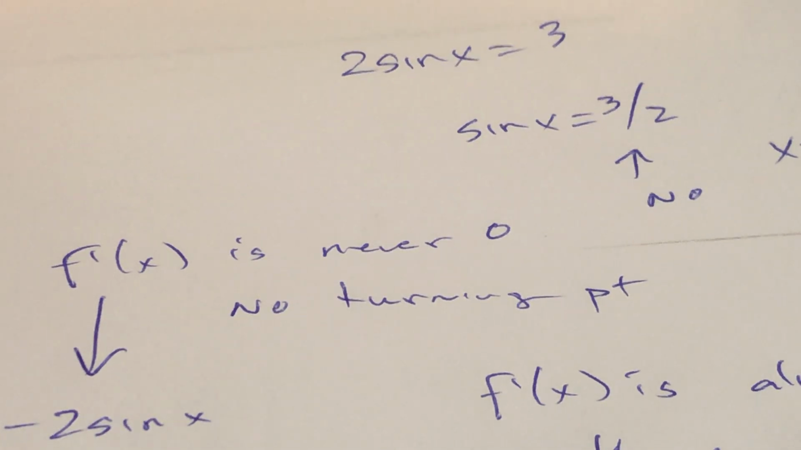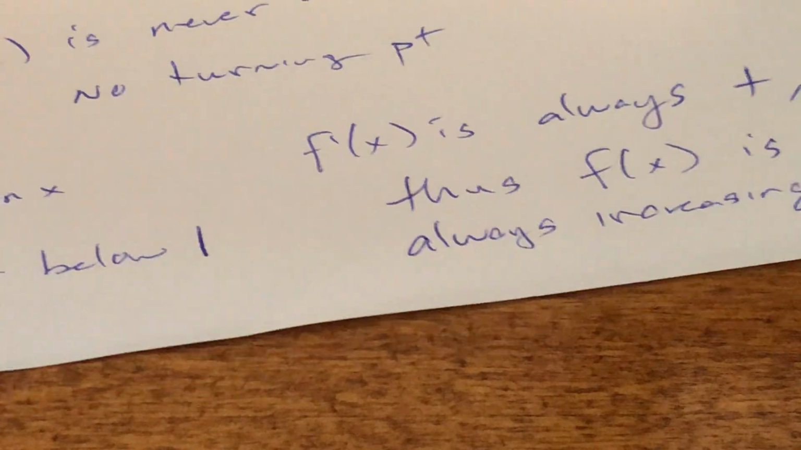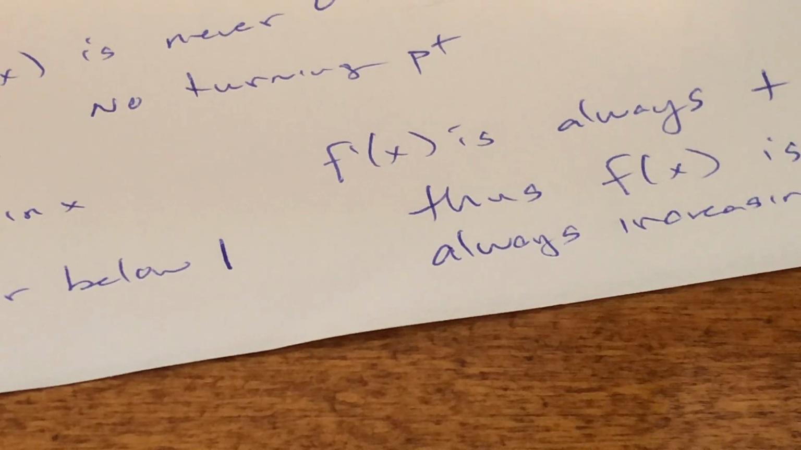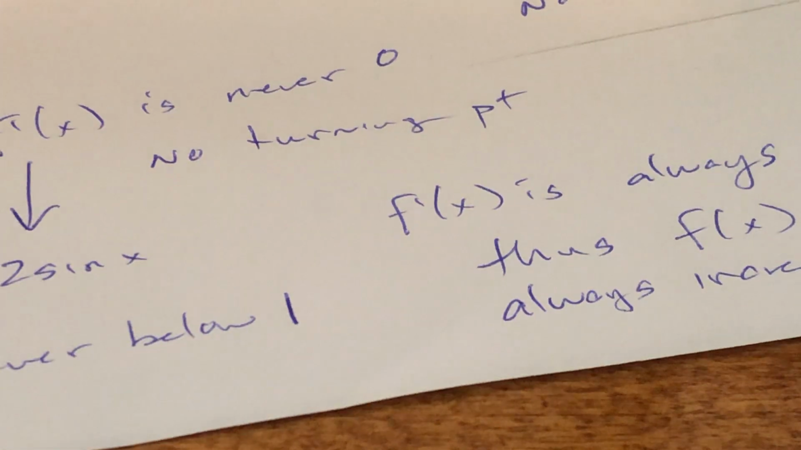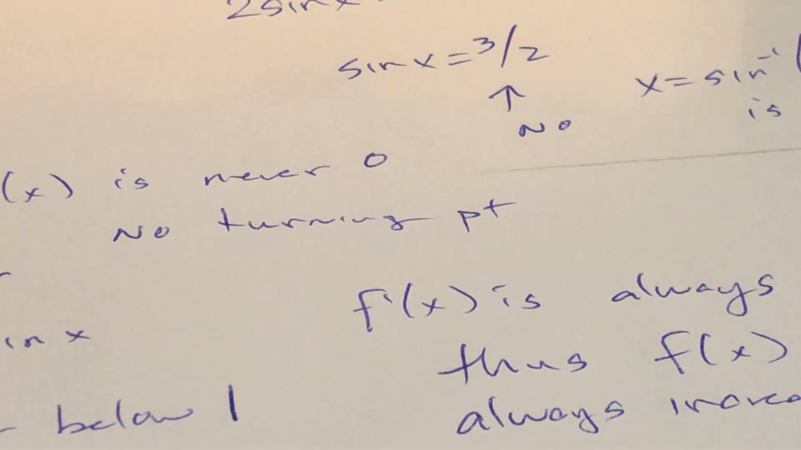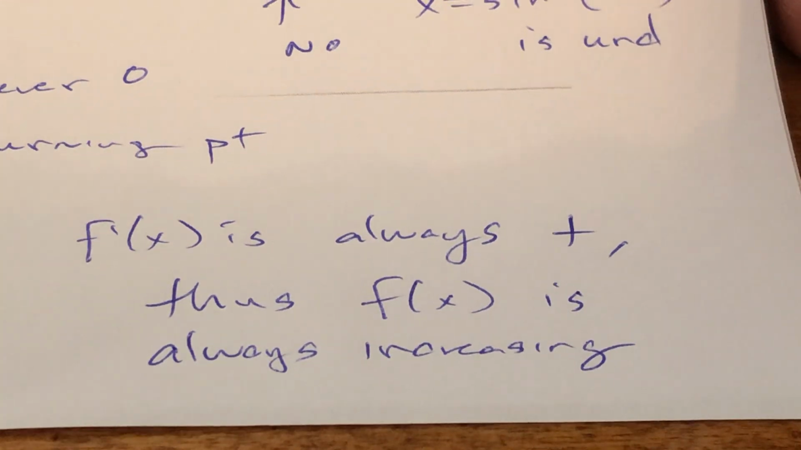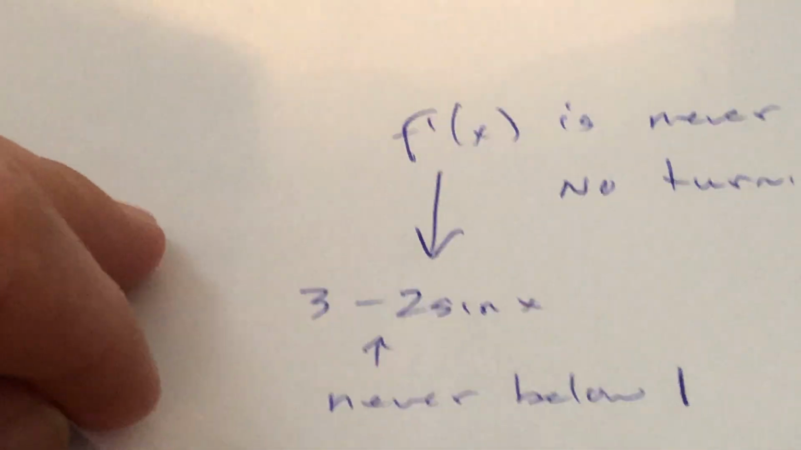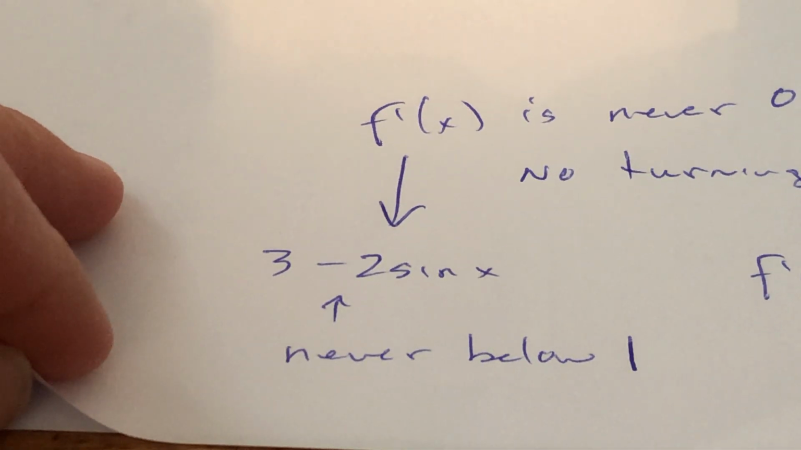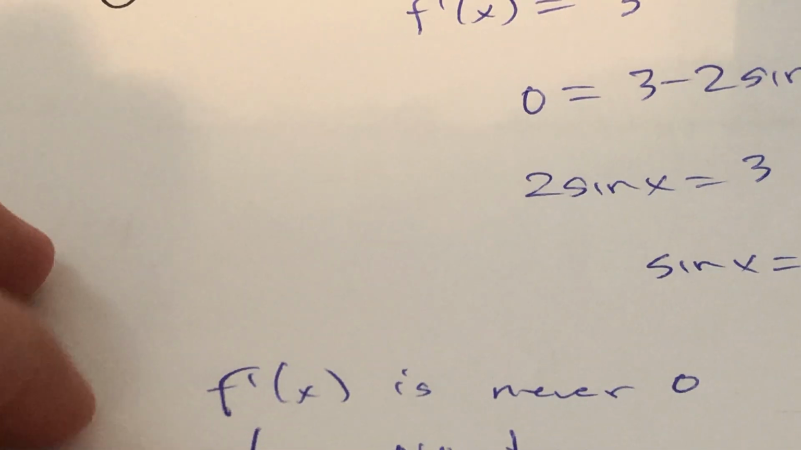And if we were to graph this, we would see that f of x is always positive. All right, the derivative is never 0. So if the derivative is never 0, the function is either always increasing or decreasing. It can only cross the x-axis one time. Also, here's how we know that the derivative is never below 1, so that derivative is always positive. So f prime of x is always positive. That means it's always increasing.